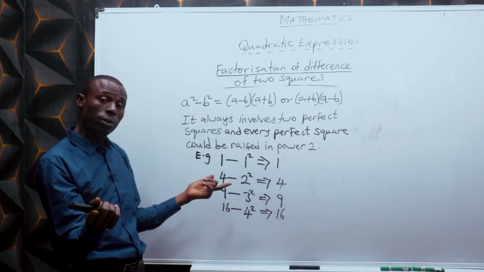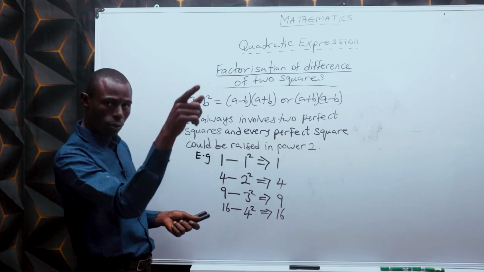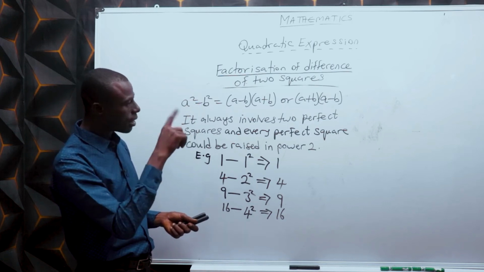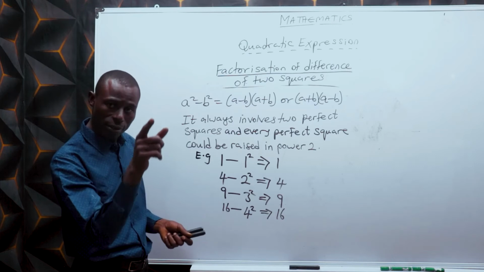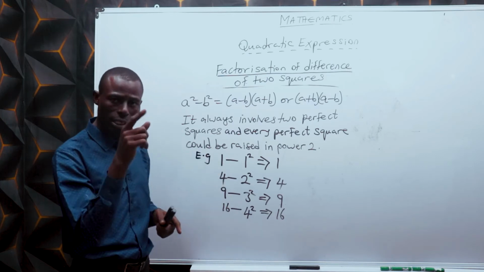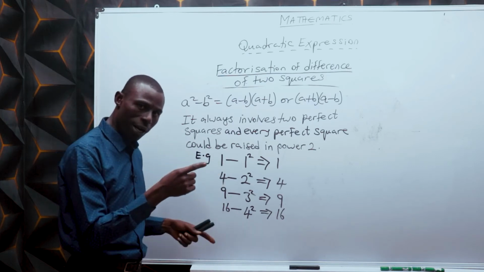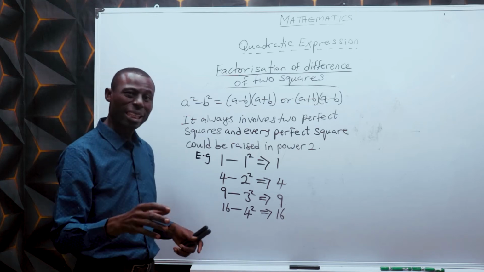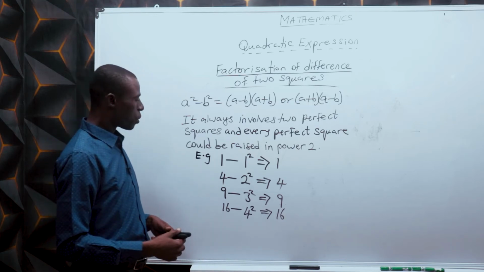If you write 1 to 11 and you begin to square 1, it will give you 1. Square 2, it gives you 4. Square 3, it gives you 9. Square 4, it gives you 16. Square 5, it gives you 25. The answers you get are perfect squares. So that is that.